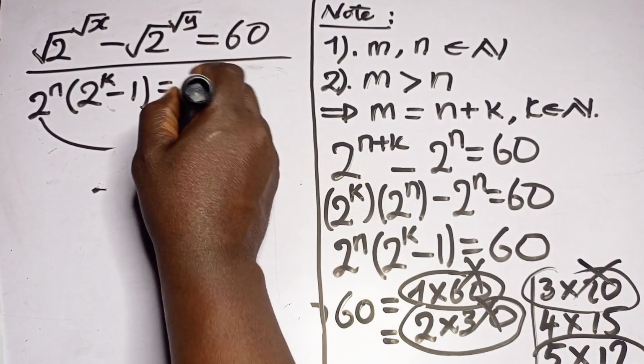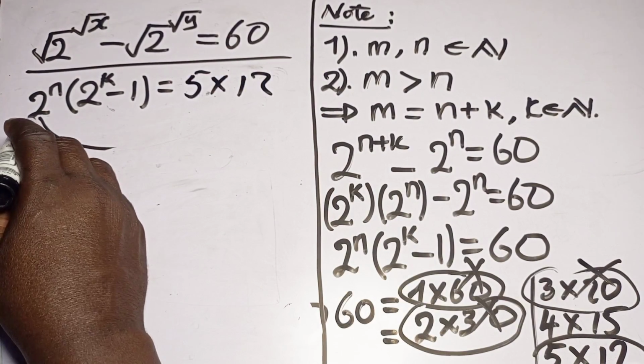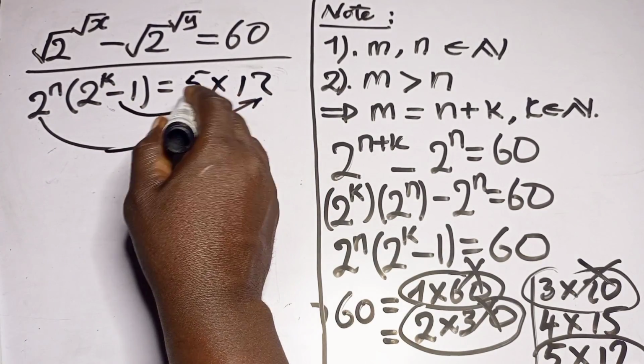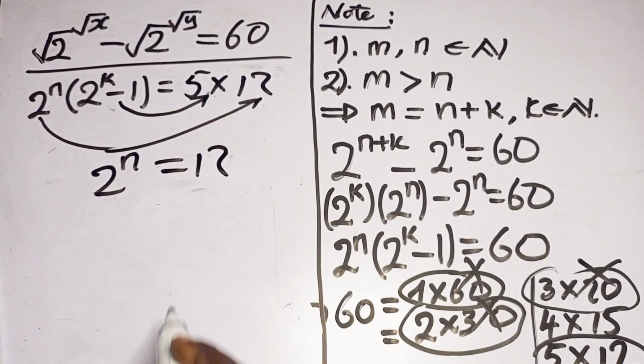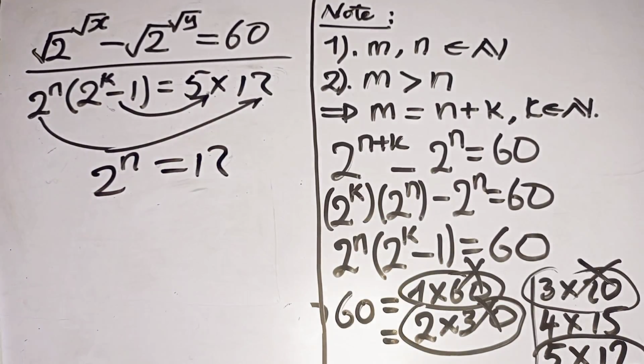We have 5 times 12. Again, even will go with even and odd will go with odd. Is there any power of 2 that will give us 12? No. There's no power of 2 that when we evaluate will get 12. Therefore, this choice is also cancelled.